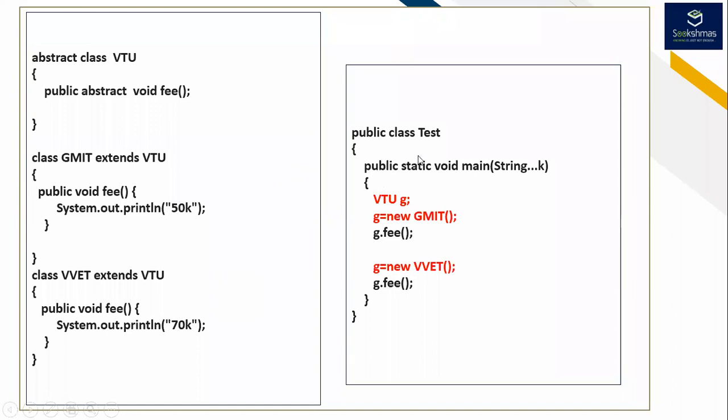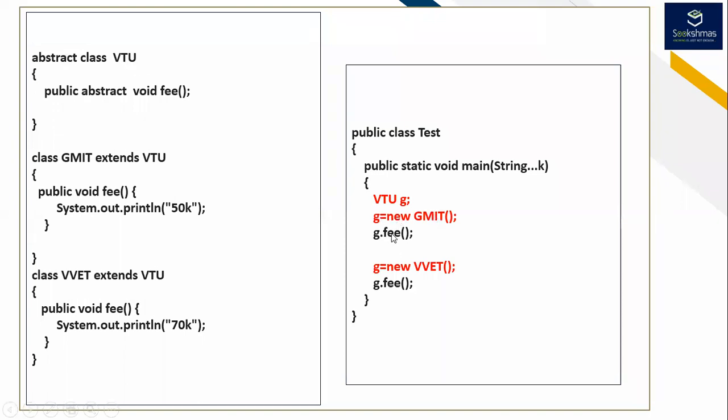Now execution of the program begins from public static void main. Here I just created a reference of VTU followed by G. This is a reference I have created. So G is equal to new GMIT. Object is created for the GMIT, but reference is created for the VTU. This concept we call upcasting. Already explained: upcasting means reference for the base, object for the derived.